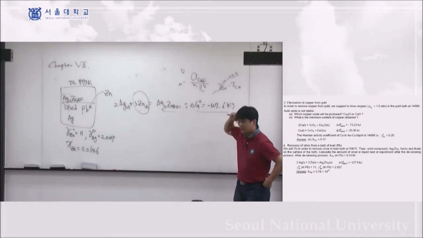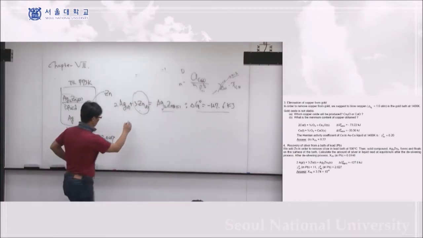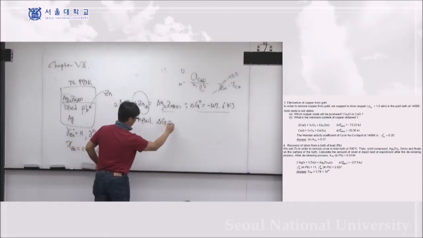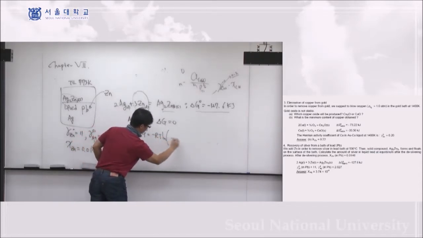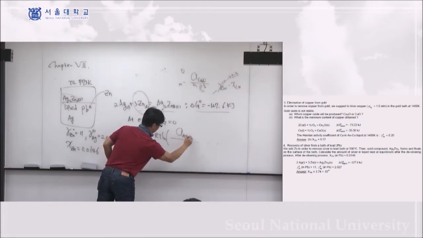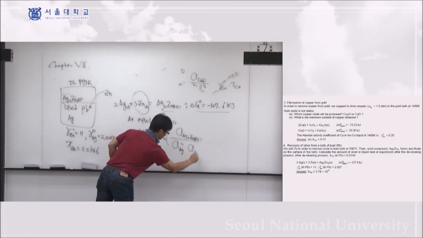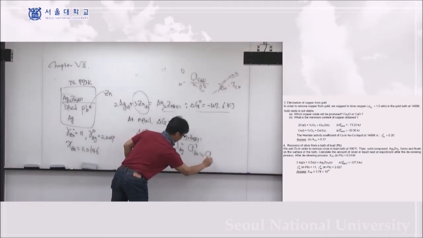So people use that. And the other very interesting story behind here is that in the end, at the equilibrium state, my delta G equals 0, and that's the actual final state. So delta G naught, and this one is the activity coefficient, mole fraction, and this one, same thing.